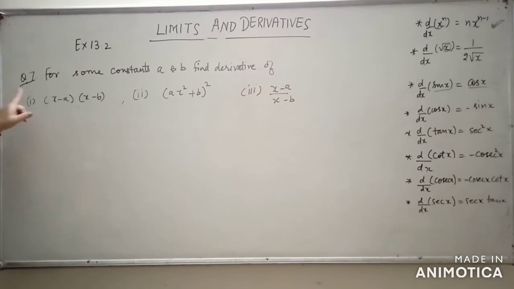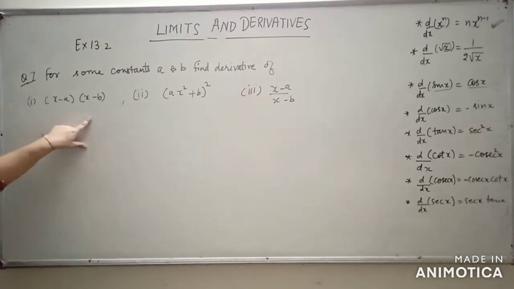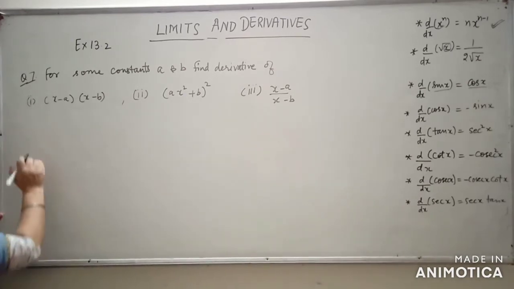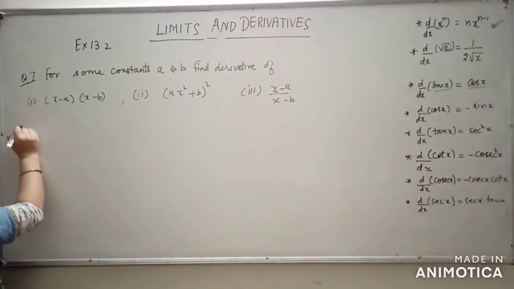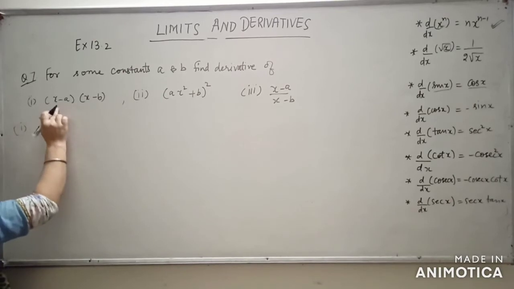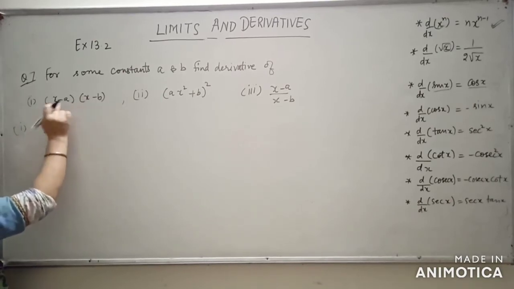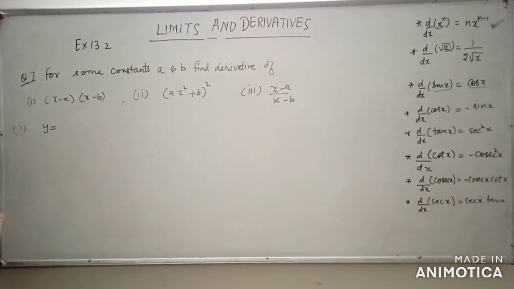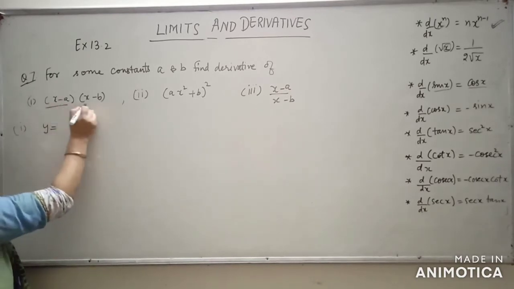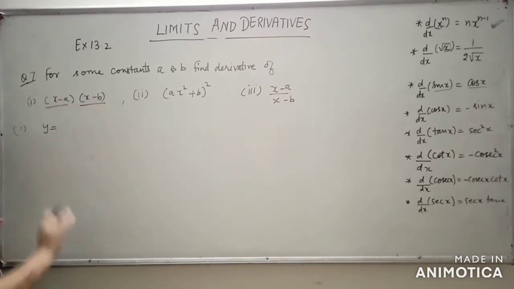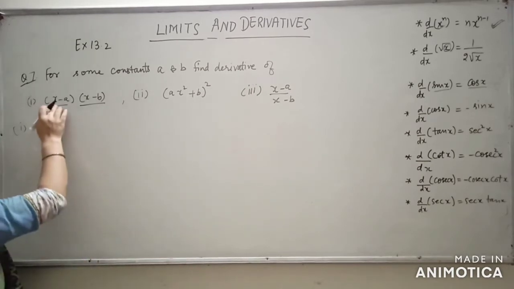And students, in question number 7, a and b are constants here in these functions, and you have to find out the derivative of all these given functions. I am considering the first part, that is y is equal to (x minus a)(x minus b). First of all, I can do it by using two methods. Either by taking the product, you can find out the derivative with the product rule, or first you can multiply these.